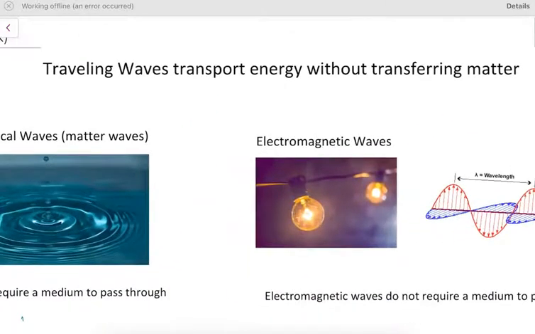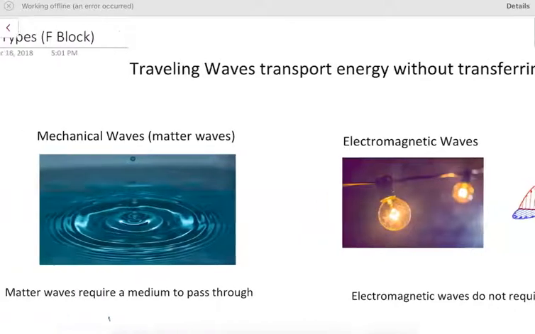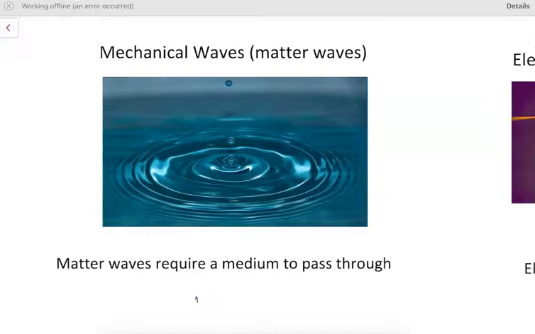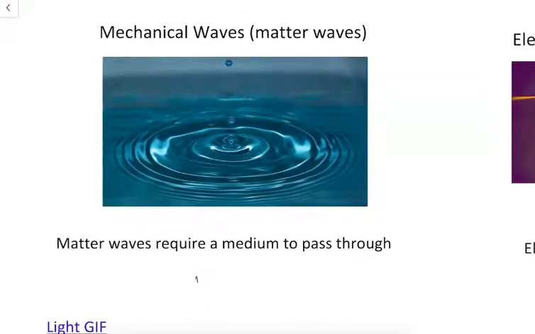Traveling waves are waves that transport energy without transporting matter. So particles within the wave are oscillating while the energy is being transferred. That's specifically the case for things such as matter waves or mechanical waves, because they require a medium to pass through, and this is the medium of the particles that we're talking about. This could be water waves, earthquakes like seismic waves, or even sound waves with air particles, and all of those have a medium, whether it's water, the earth, air particles, and so forth.